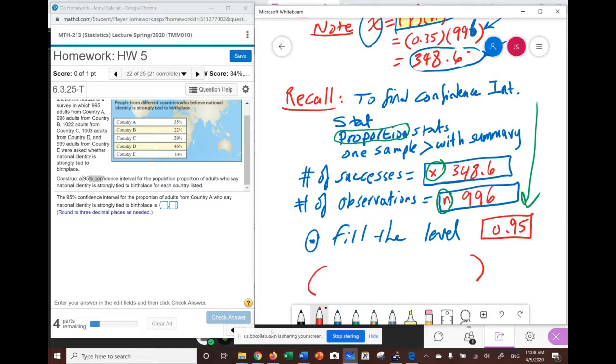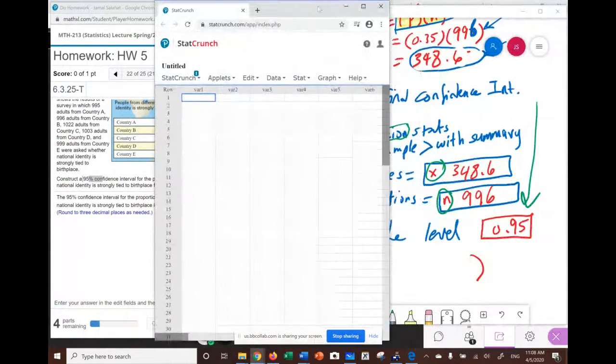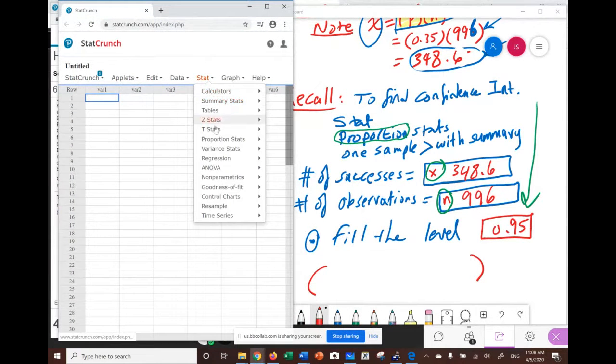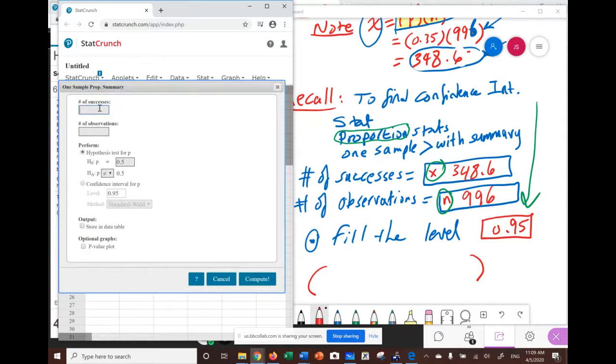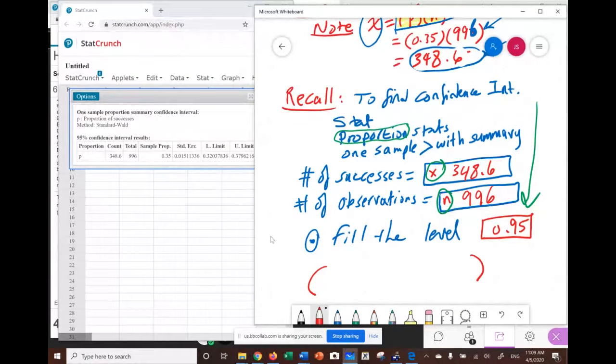Let me open StatCrunch and see if we get this answer. We're going to go to Stat, then Proportion Stat, One Sample with Summary. The number of successes in this case will be 348.6, and the number of people surveyed is 996. Then we go down to confidence level, which is 0.95, and compute. That is the answer we got here.